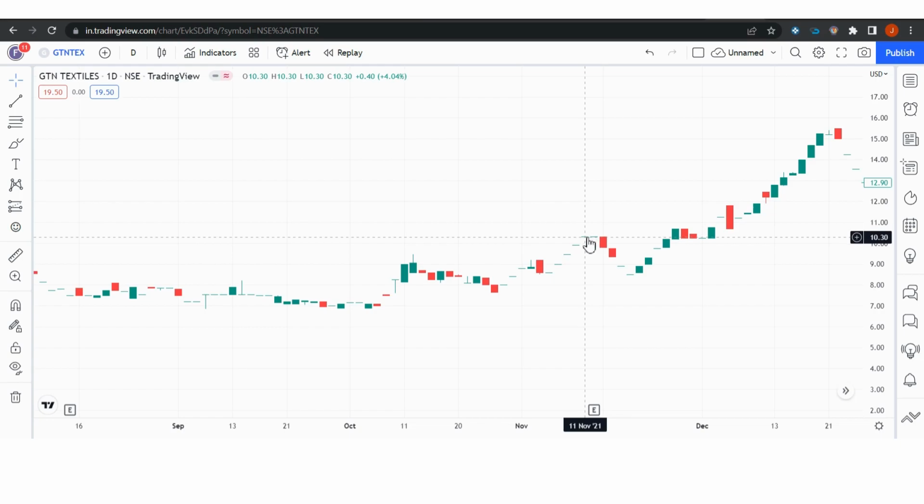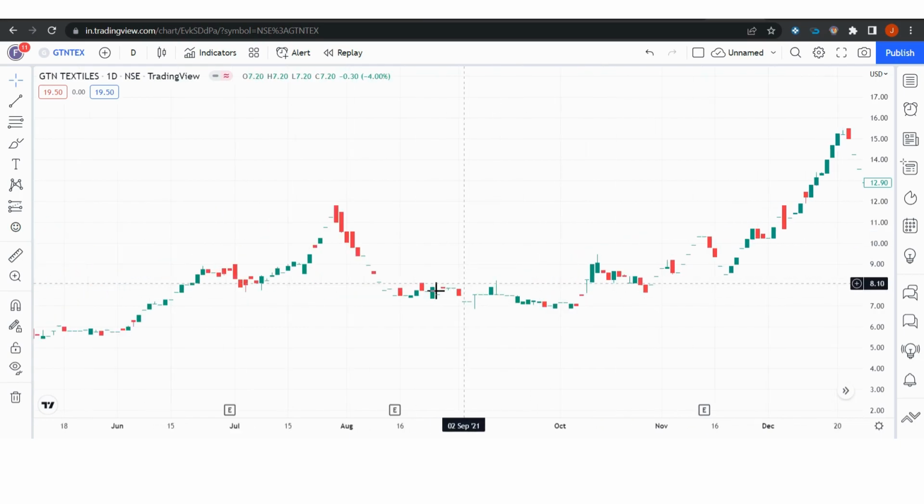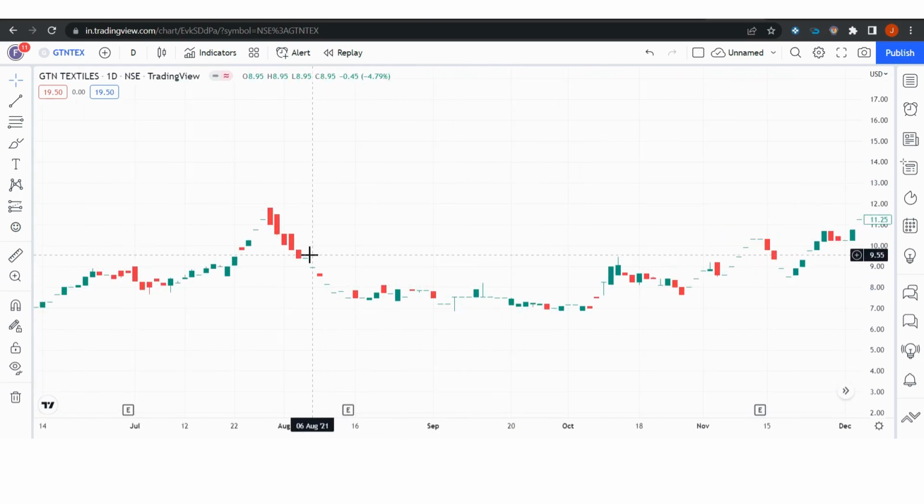I want to show you one more example. Here you can see a lower circuit. The closing price is 9.40, and 5% less than that comes out to be 8.93, and here you can see 8.95, rounded to the nearest 0.05.